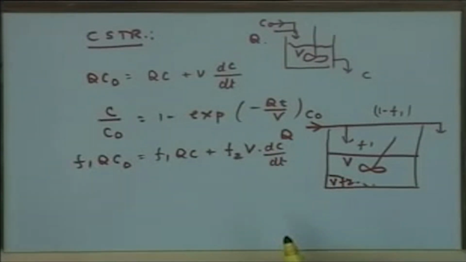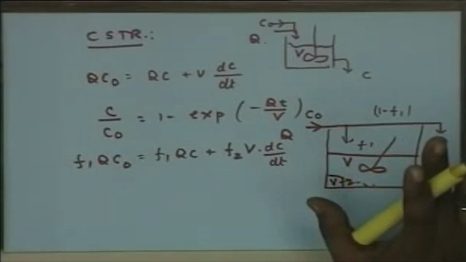This is the case of a non-ideal system which incorporates a fraction of the feed stream which is directly channeled out into the exit stream, and another fraction of the total volume of the reactor which is almost like a dead zone and does not participate in the reaction process. That will be 1 minus F2 into V dC over dt.